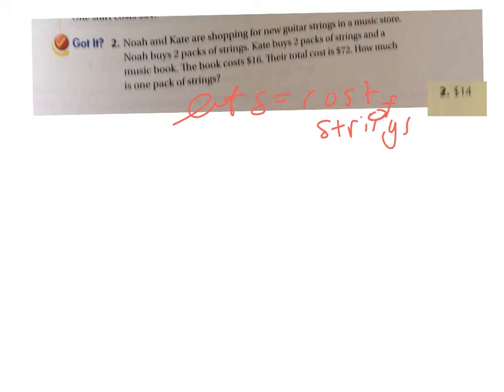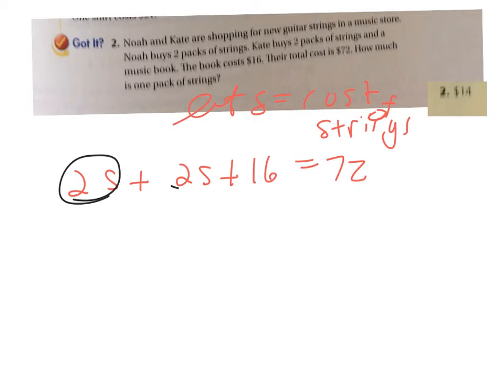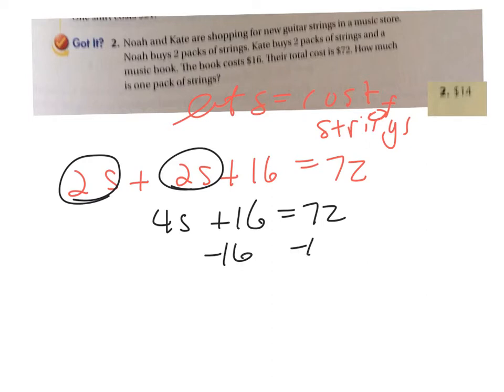So we know that we have 2 packs for Noah and 2 packs for Kate plus a $16 book. And they spent $72 together. So we don't have any distributive property here, but we do have some like terms to combine. So I'm going to go ahead and combine those like terms. So I'm going to get 4S, bring down the plus 16 equals 72. Now we're to our add subtract phase, so subtract off the 16, and 4S equals 56. Now we can use our division again on both sides, and we find that S is 14.